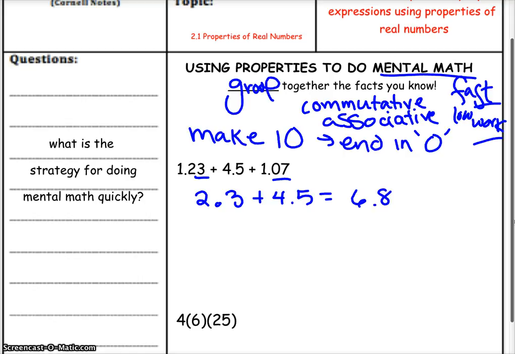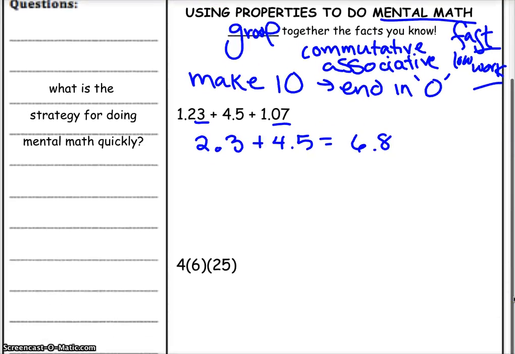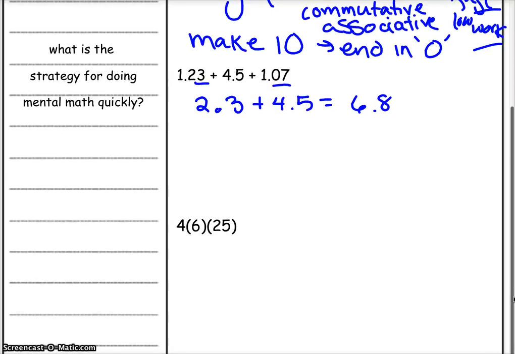End in a 0. I'm looking at these and thinking, what can end in a 0? 4 times 6 times 25. Ooh, I know. Fast facts. What's a fast fact, Tiana? 4 times 25 is 100. 100 times 6. 600. Fast, low work.